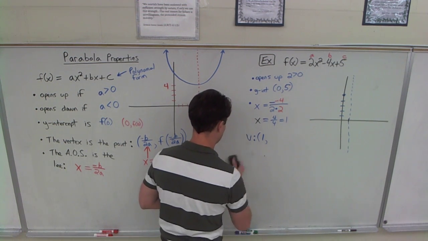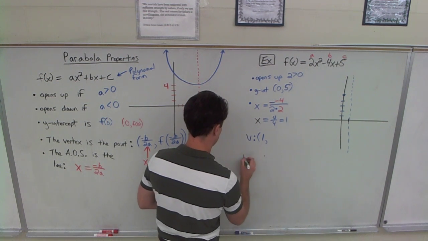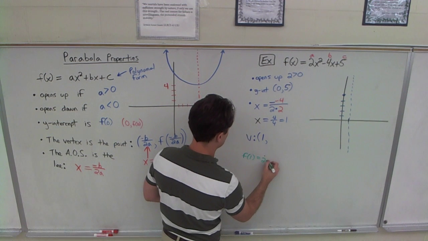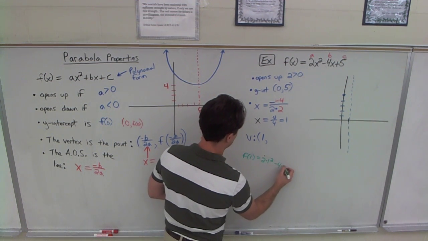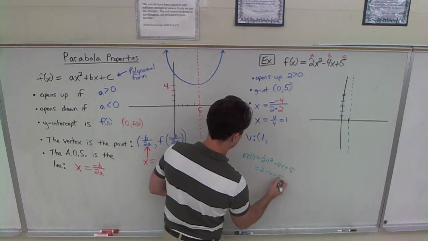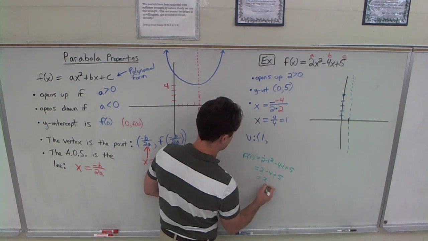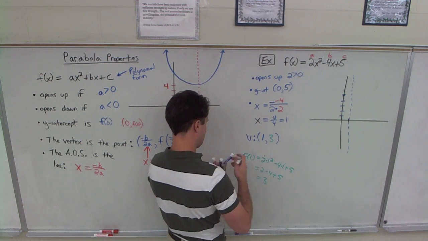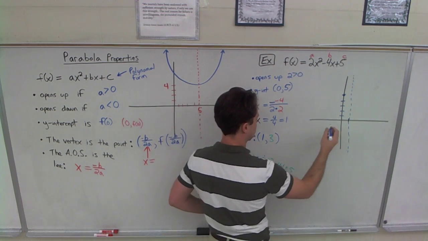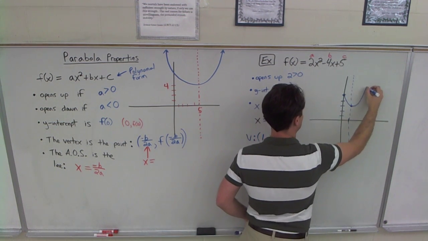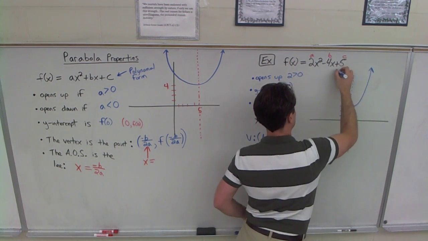Maybe I'll do it in green just to mix it up. So f of that 1 is going to be what? 2 times 1 squared minus 4 times 1 plus 5. So that's going to be 2 minus 4 plus 5. That's 7 minus 4 is 3. There we go. So the vertex is at (1, 3). That looks good with my y-intercept that I have, and I think I'm good to go.